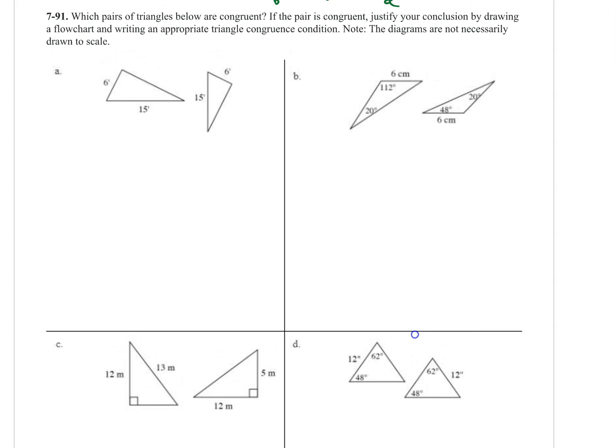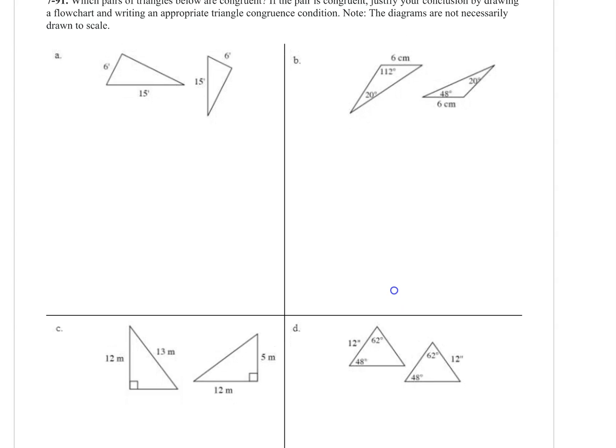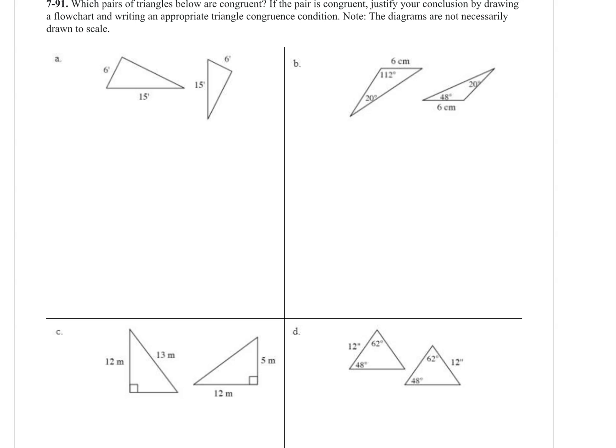Okay, 7-91. We get to make another flow chart. Alright, let's work on B. Okay, right away I see I'm missing some angles here. So let's call this x, and 20 plus 112 plus x equals 180. Angles in a triangle add to 180. So 132 plus x equals 180. So x is equal to 48.